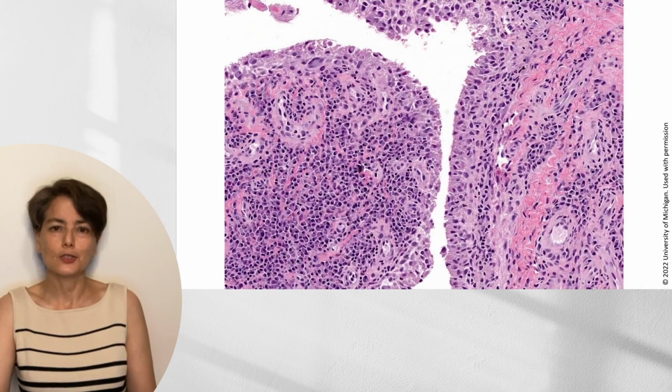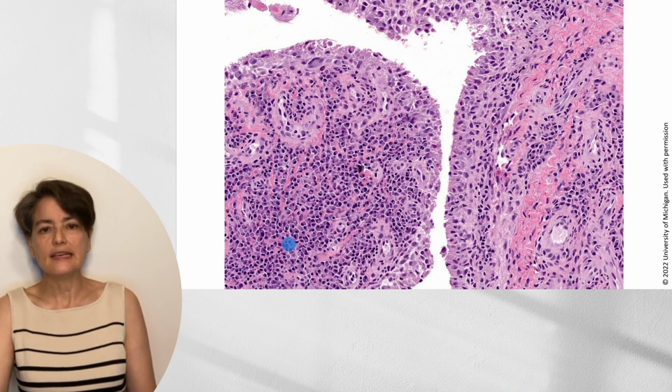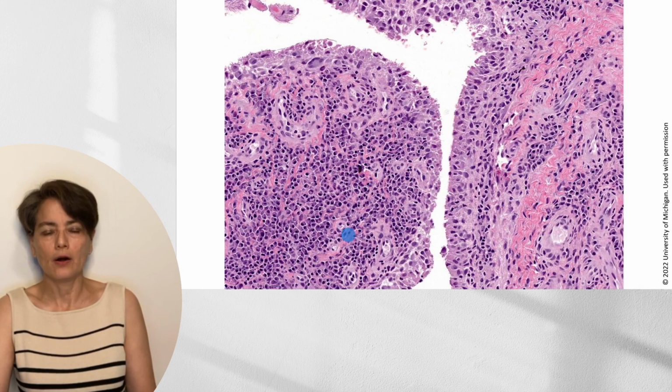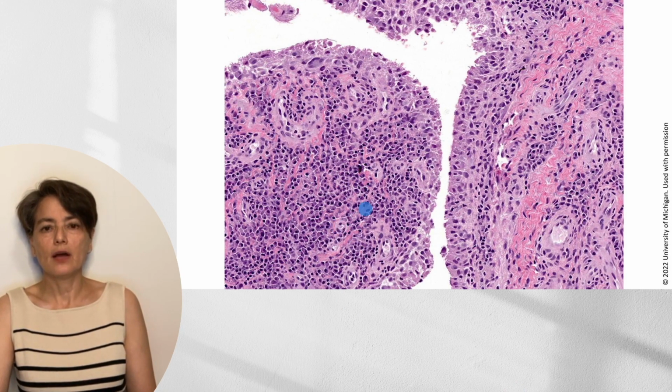How do I know? Let's look higher power. Look at this sea of plasma cells. If you are ever wanting to know what plasma cells look like, here they are, with that eccentric nucleus and little clearing for the Golgi apparatus, where we have this ladybug appearance. And there you can see our synovial hyperplasia.